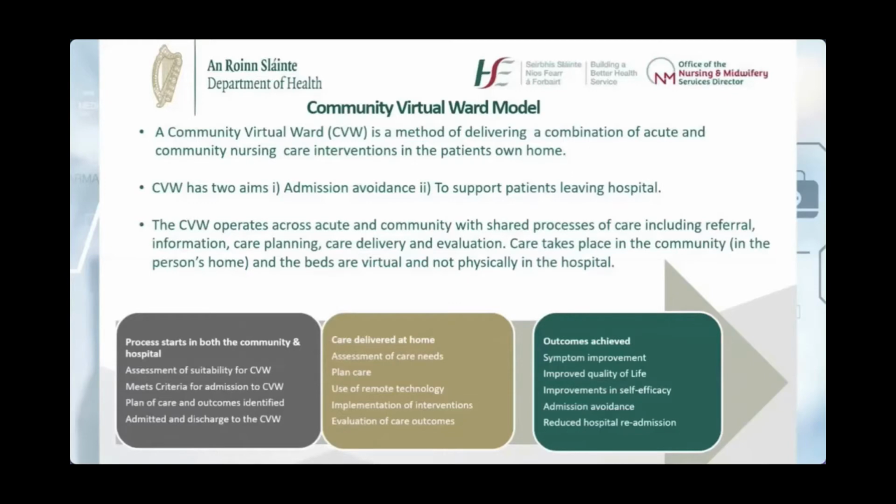A community virtual ward is a method of delivering a combination of acute and community nursing care interventions in the patient's home. The community virtual ward has two aims. One is admission avoidance, and two, to support patients leaving hospital and to return home. The community virtual ward operates across community and acute services with shared processes of care including referral, information, care planning, care delivery and evaluation. Care takes place in the community setting, mostly in the person's home, and the beds are virtual, so they're not physically in the hospital setting.